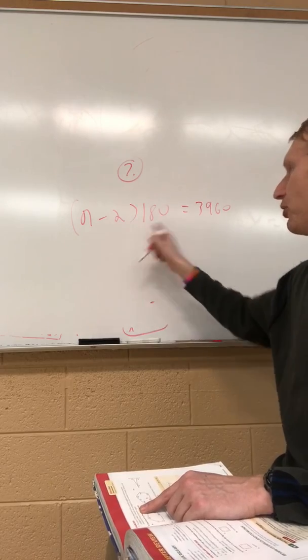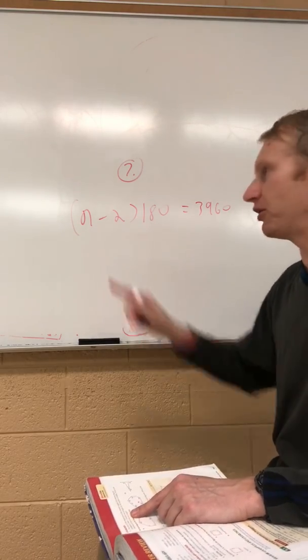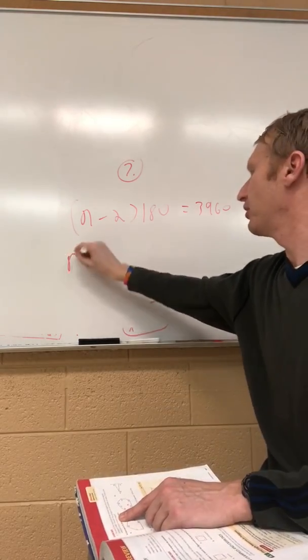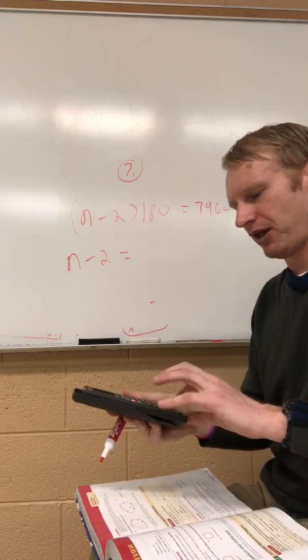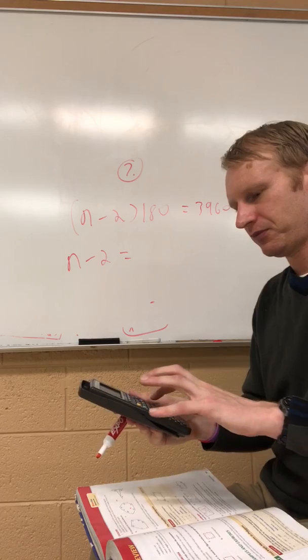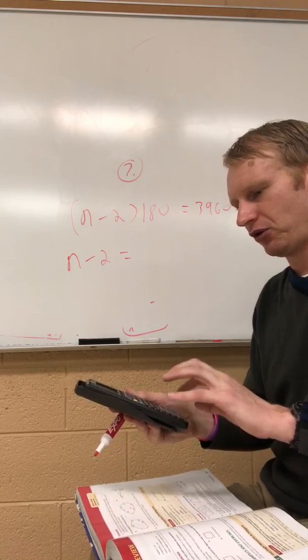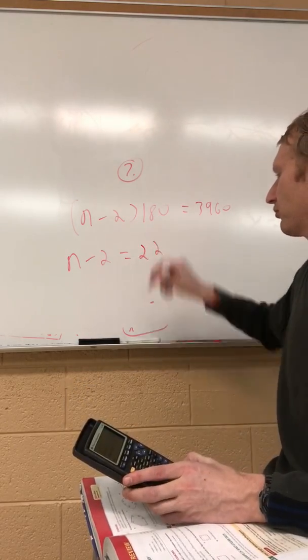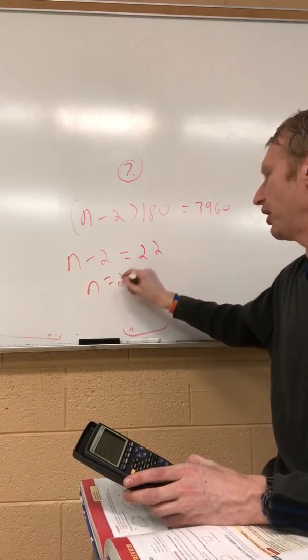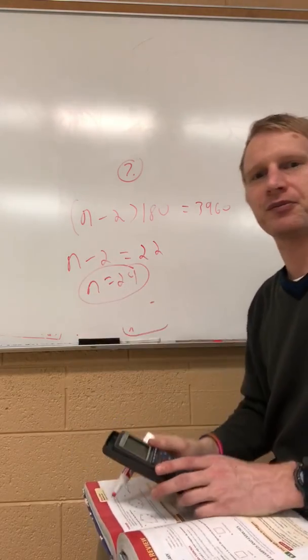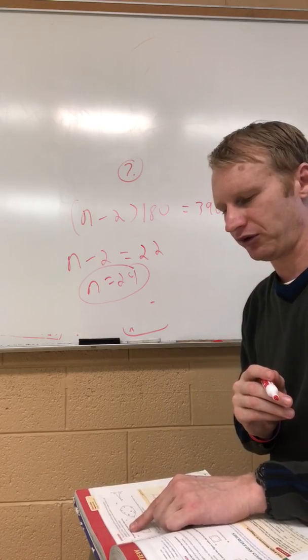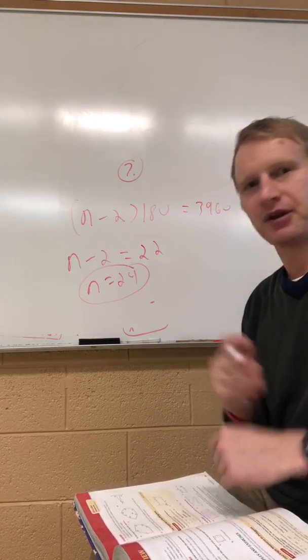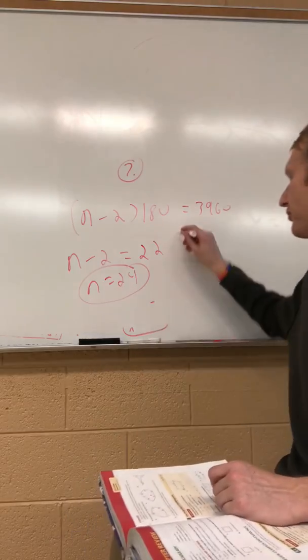You don't need to distribute here; you can if you want, but it's actually quicker to just divide both sides by 180. Then you get n minus 2 equals 3,960 divided by 180, and that gives you a total of 22. Then you simply add 2 to both sides, and you get 24. That answer is 24. But then the second part of the question says, what is the measure of each interior angle? Now we have to take that a step further.